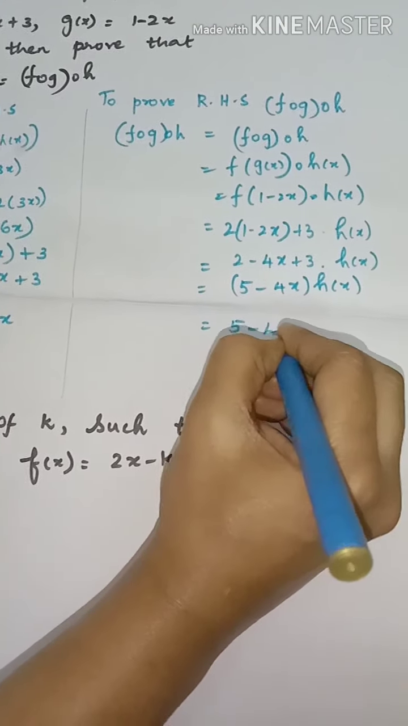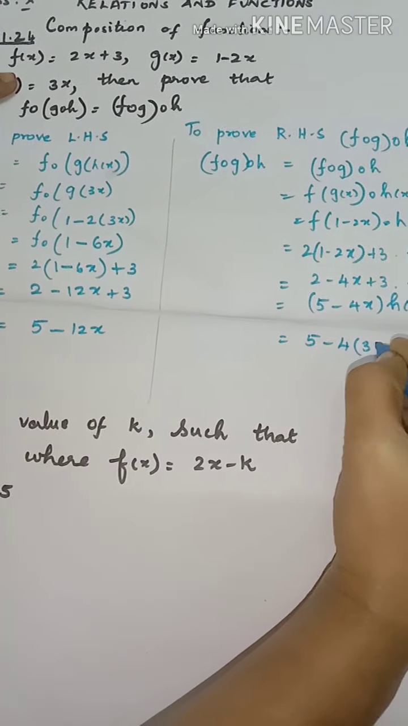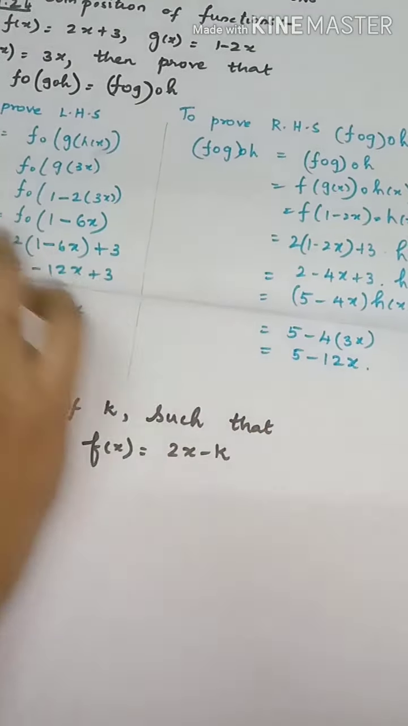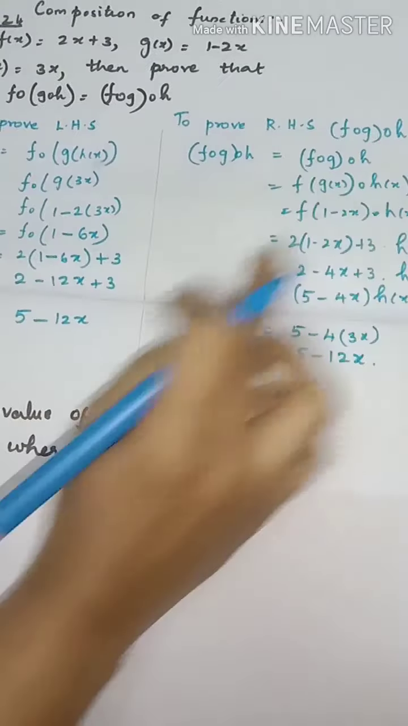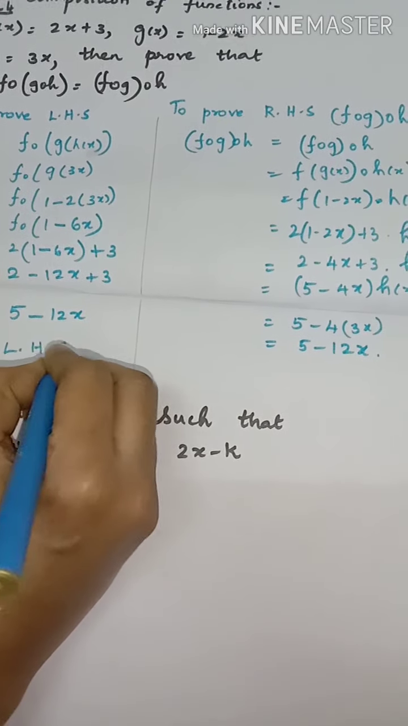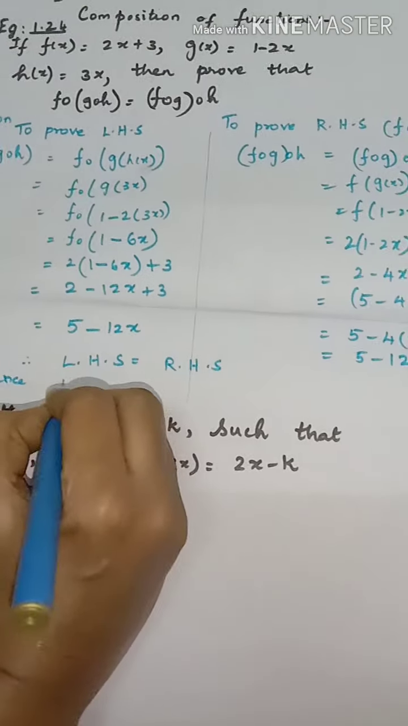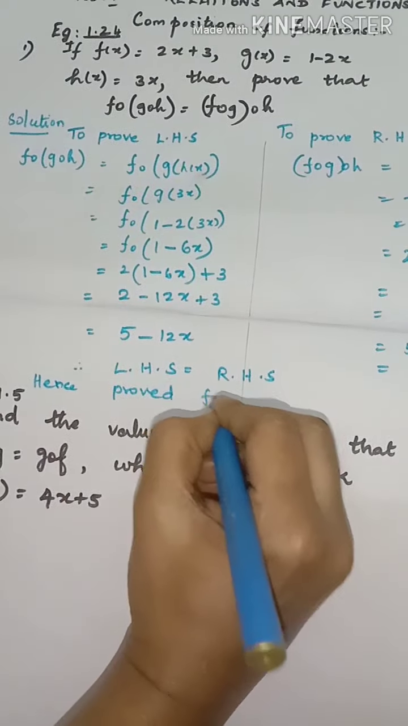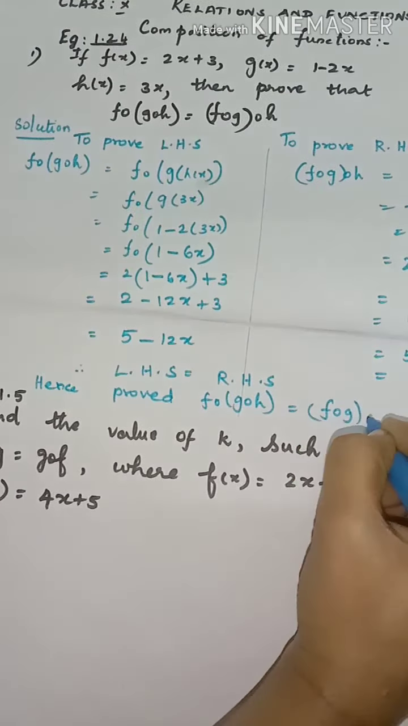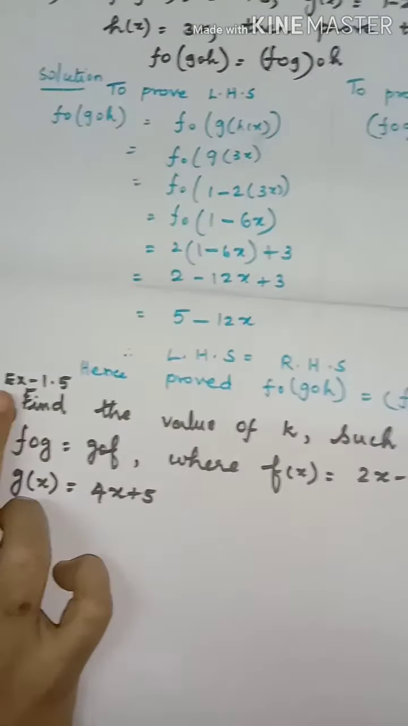So 5 - 4x, what is the h(x) function? 3x. So 4 into 3x, that is equal to 5 - 12x. So here I proved that LHS equals RHS. Both are getting 5 - 12x. Therefore LHS equals RHS. Hence proved: f∘(g∘h) = (f∘g)∘h.